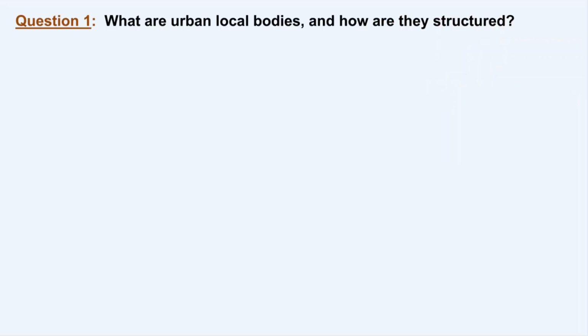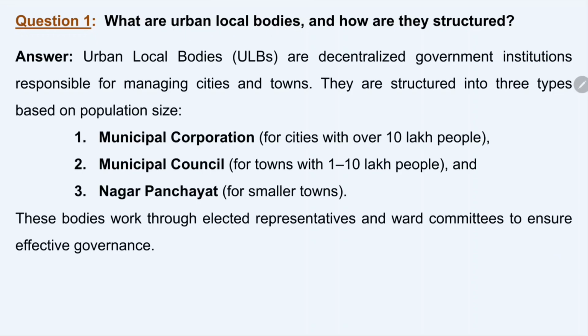So the first question: what are urban local bodies and how are they structured? So as we have already learned so much about urban local bodies, isn't it? So here simply we are going to check how we are going to write your answer if you are asked this question. Okay, and how are they structured means how many types are there. Okay, don't get confused. If you are asked about structure, you can simply write about their types. That is, we have the three types, isn't it, which we are going to discuss here.